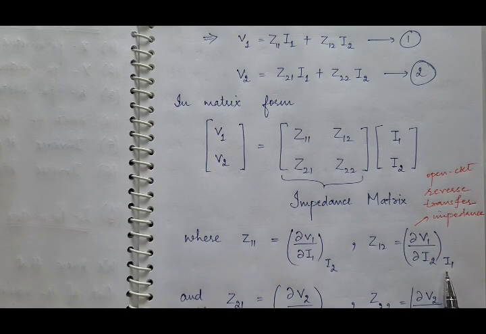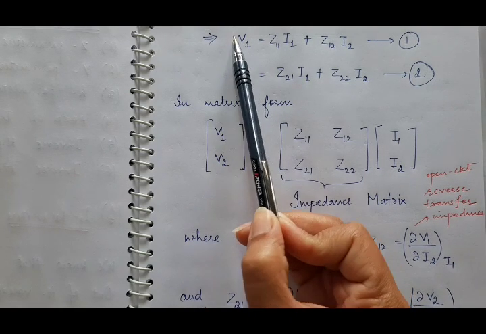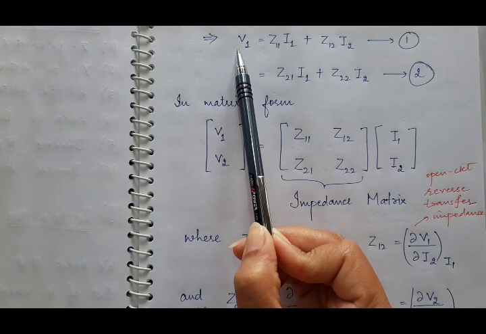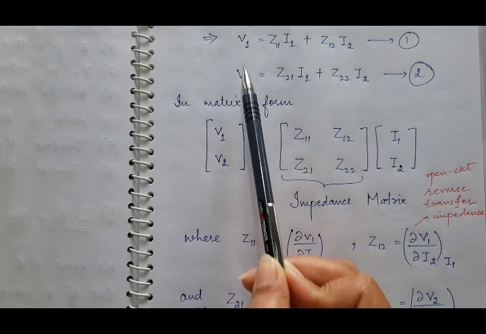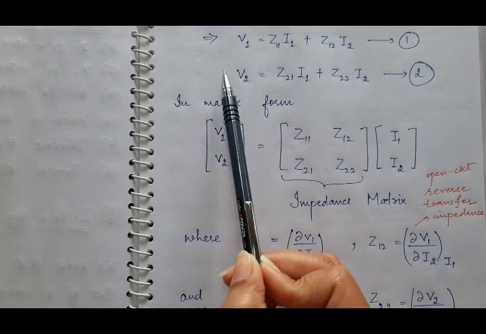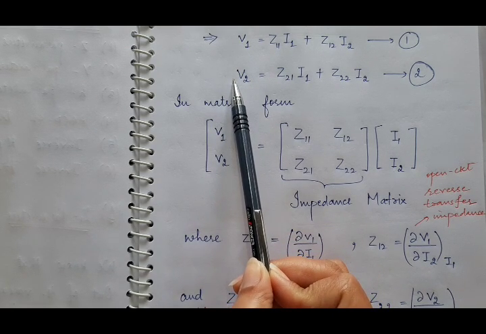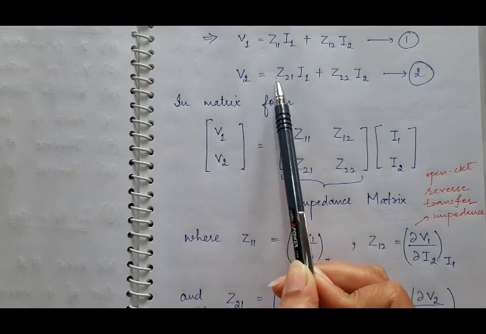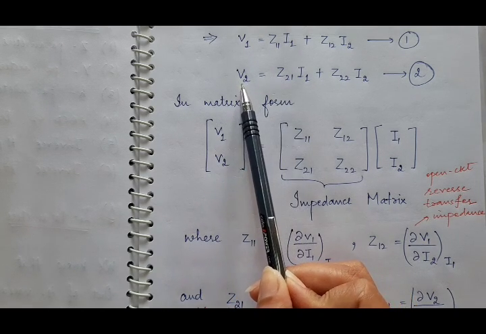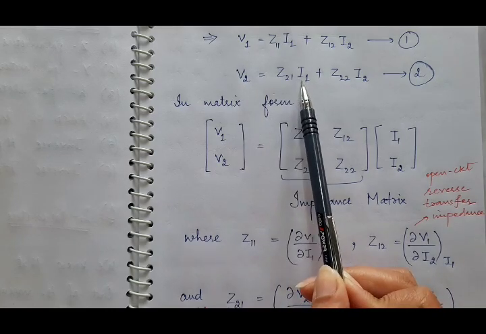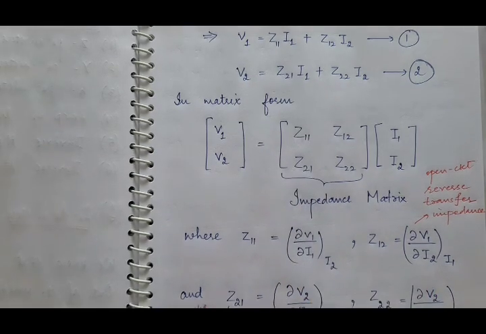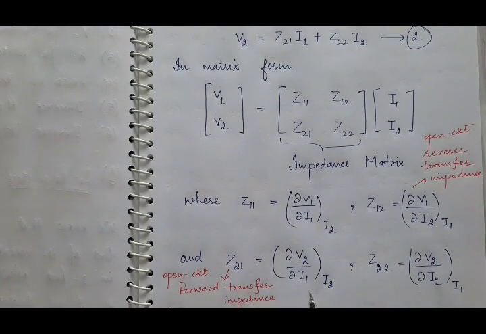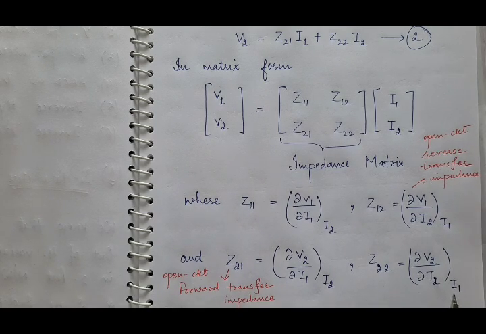When you are dealing with the change in V1, means when you are dealing with dV1 here. And similarly, when you are dealing with the small change in V2, which will be dV2, then what will be Z21? It will be the change in V2 corresponding to the change in I1. Means Z21 will be curly V2 by curly I1 at constant I2. Similarly, Z22 will be curly V2 by curly I2 at constant I1.